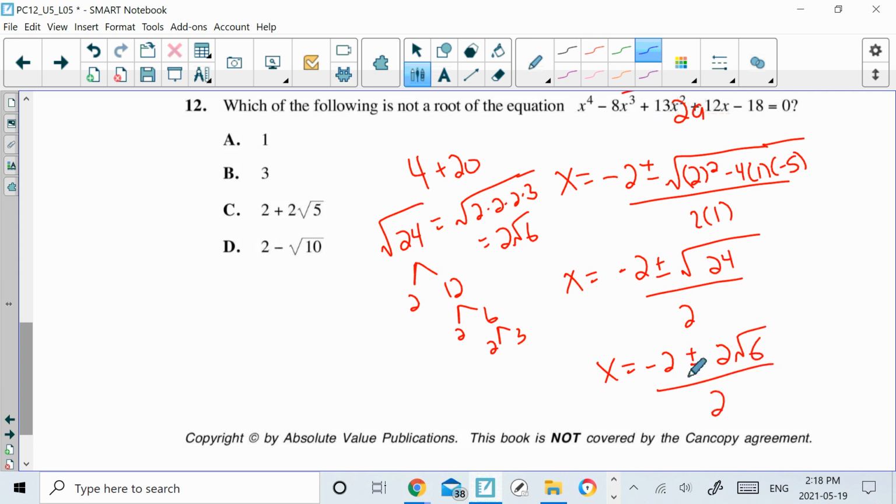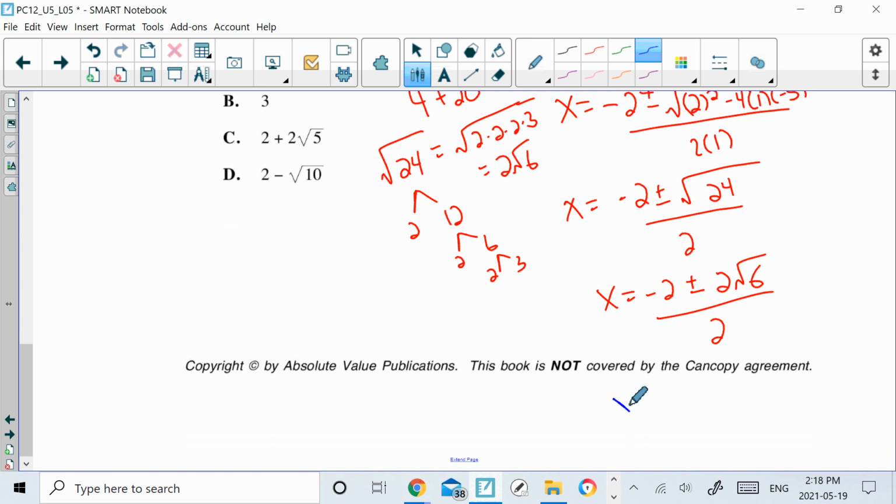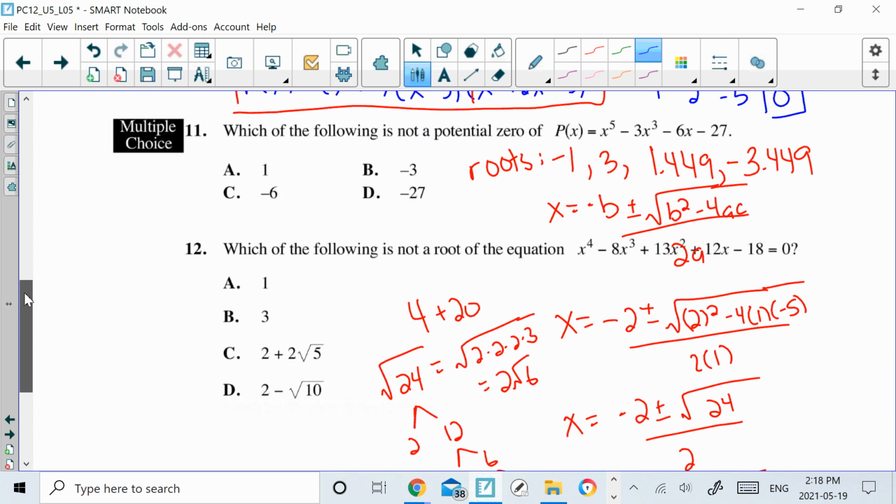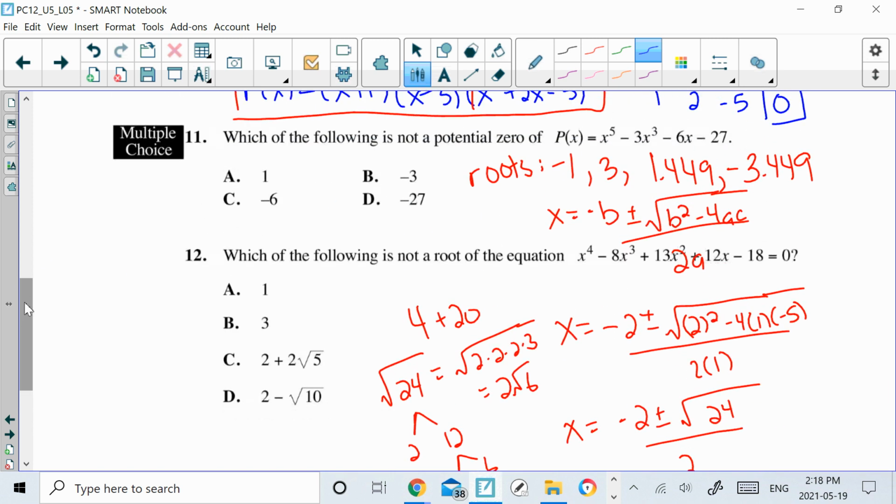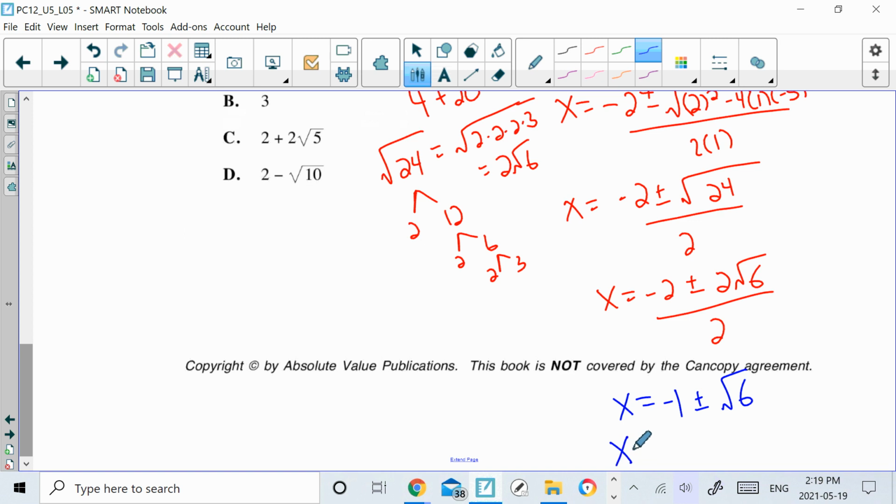Then I could say, okay, this and this are all divisible by 2. So what I get is x is equal to negative 1 plus or minus root 6. That is the exact values of those two decimals, and I'll show you on my calculator. So these two decimals here, those written as exact values would be, one of them would be negative 1 plus root 6, and the other would be negative 1 minus root 6.